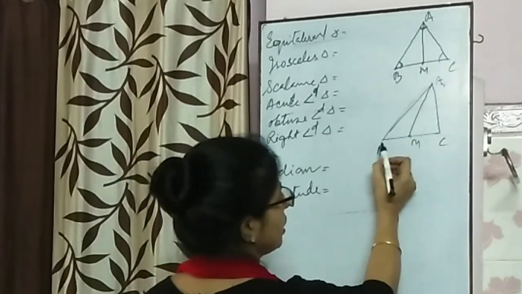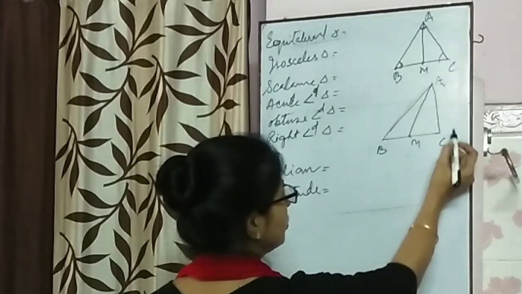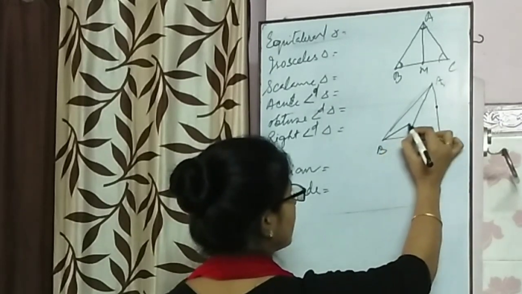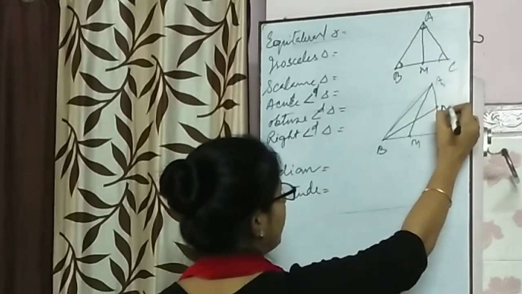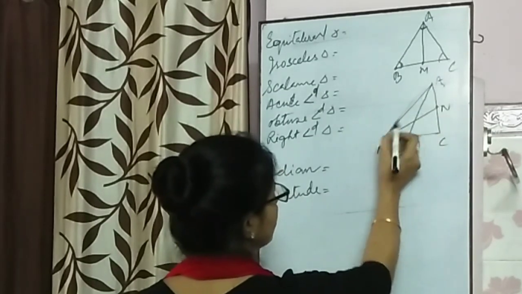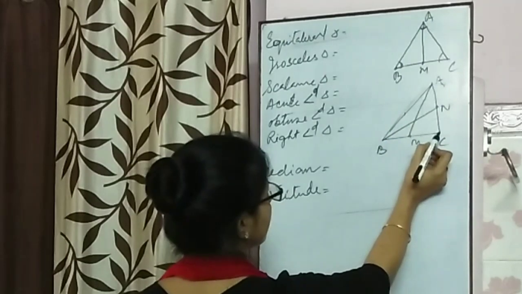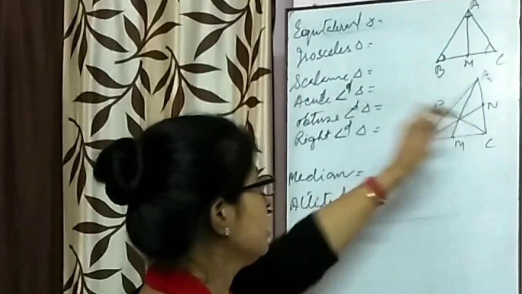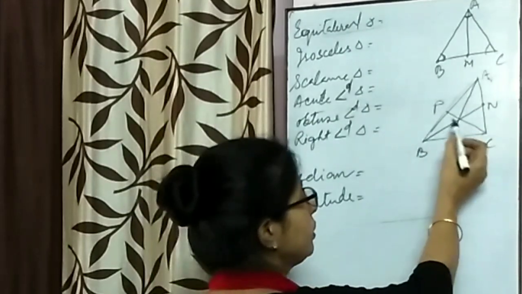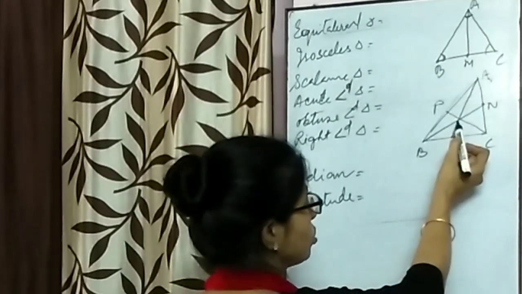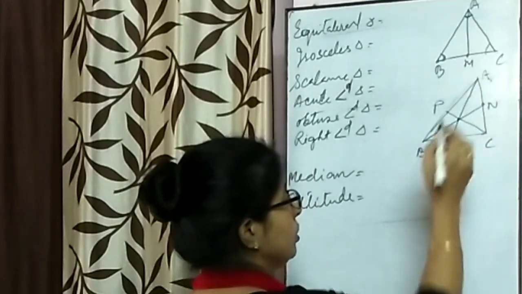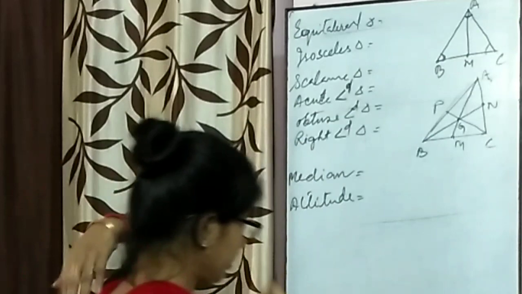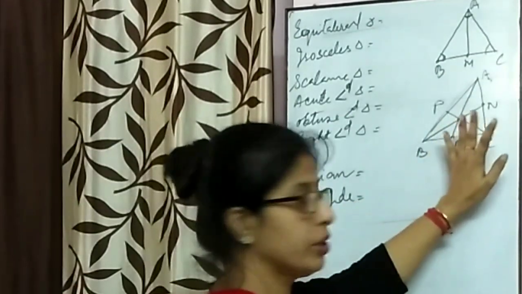Here, if we need to make the other two medians, from here you find the midpoint, join it up, M, and here also you find the midpoint. So here we have noticed that all the medians pass through a single point. This point we name as G. It is actually called the centroid.